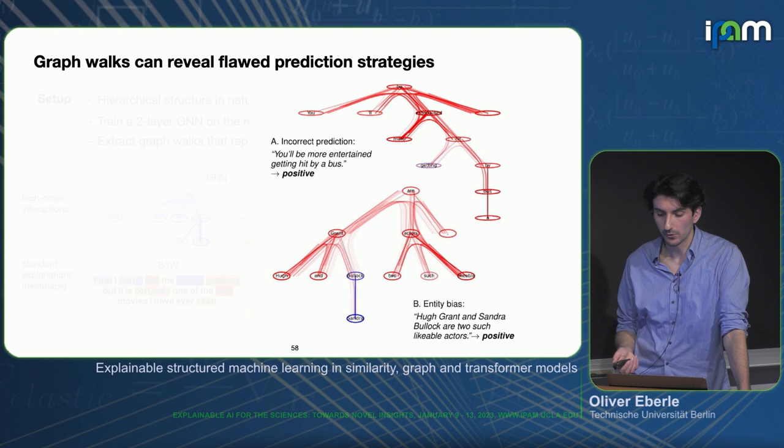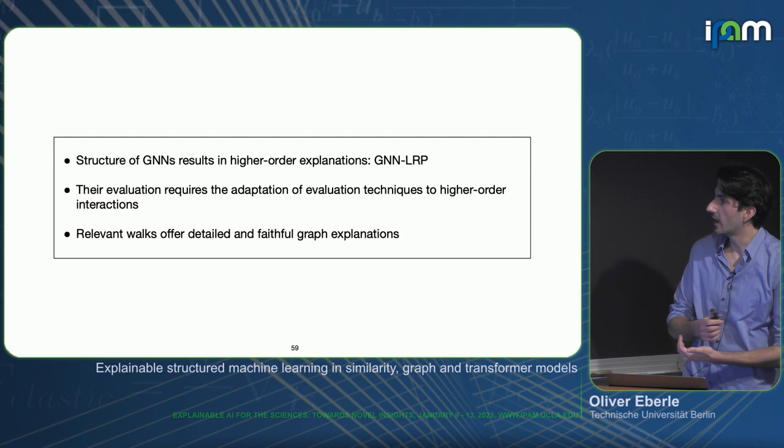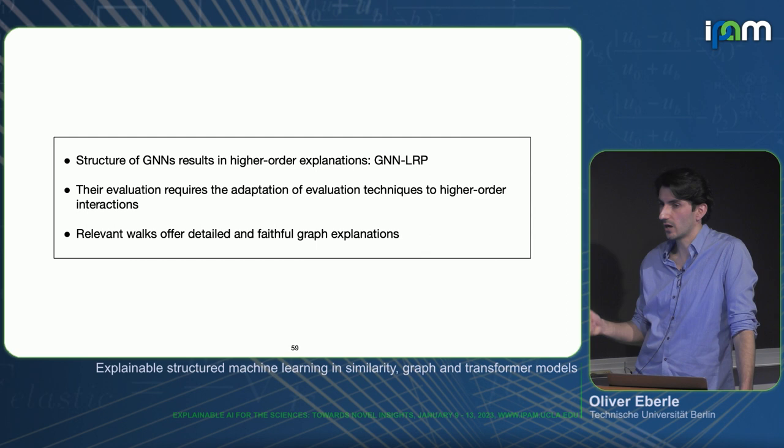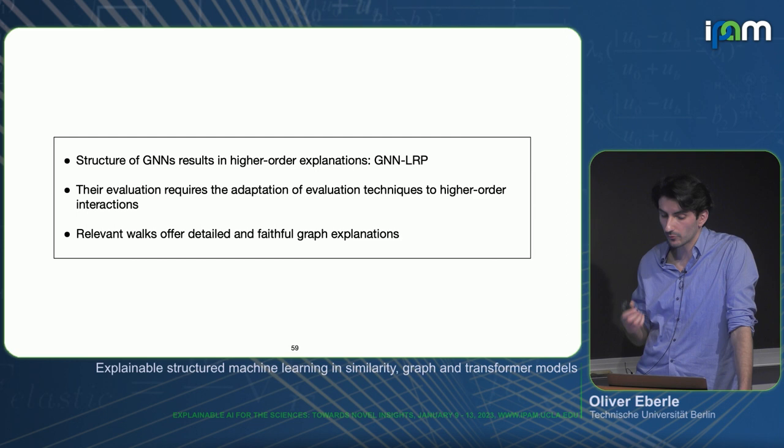So to summarize, the structure of GNNs results in higher order explanations, which we call GNN-LRP. We can evaluate them, but we need to update our evaluation techniques. In short, we just need to flip subgroups of interacting features. And the relevant walks offer a detailed and faithful explanation of the graph that we can hopefully use for insight generation in the future.